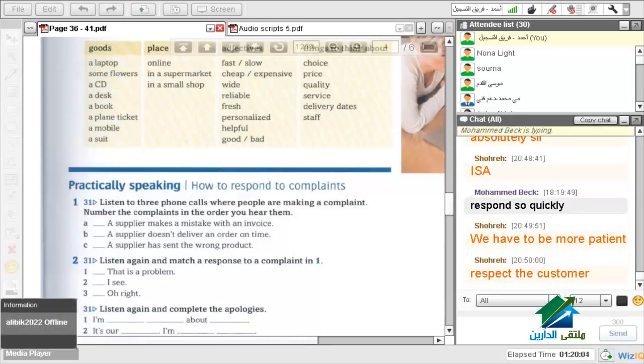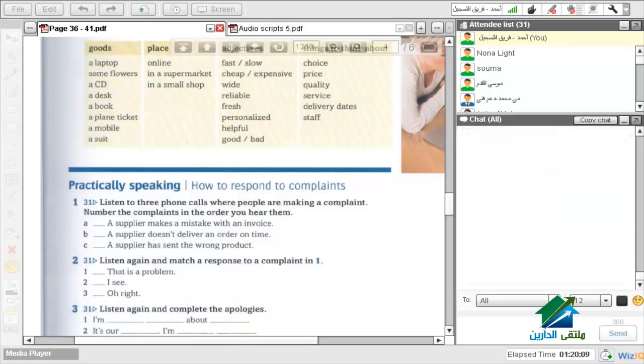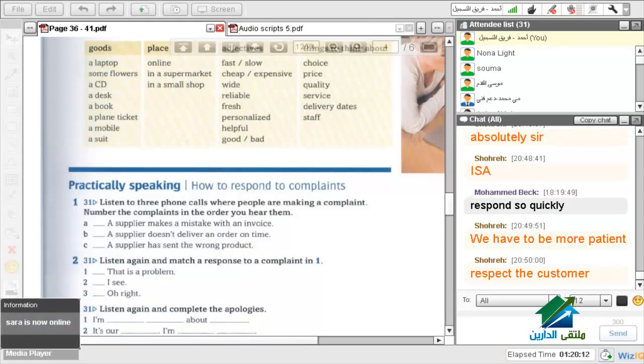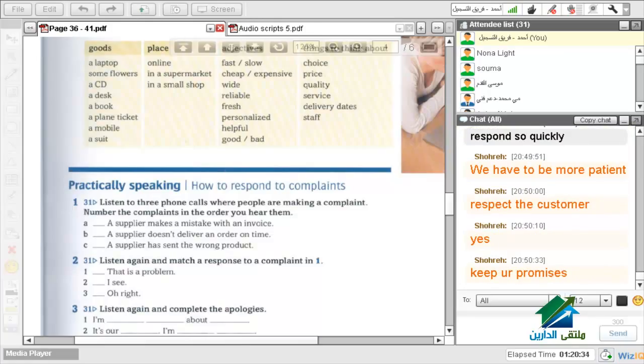Rule number 4, sorry. Give complaints your full attention. You need to deal with the complaint efficiently and quickly at the same time. Again, when it comes to complaints, you need to deal with the problem efficiently and quickly. You got it? So how to respond to that?